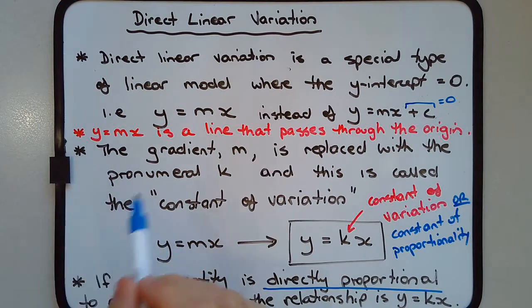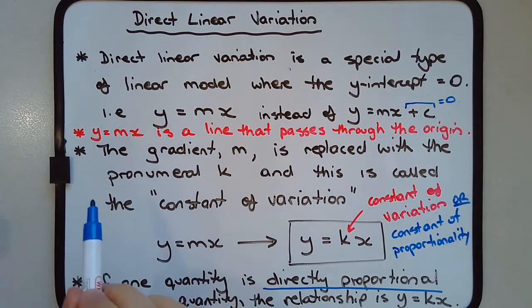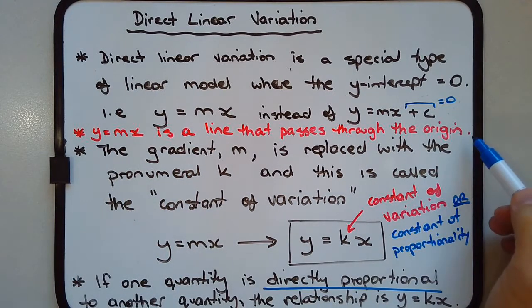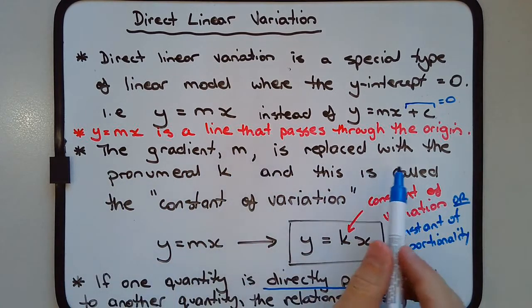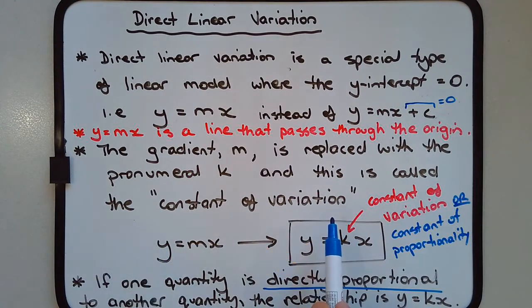And when we graph such a line, a line in the form y equals mx, where do you think the line's going to pass? It's going to pass through the origin instead of passing through some other y-intercept. The gradient m is replaced with the pronumeral k, and this is called the constant of variation. So the form is going to change ever so slightly.